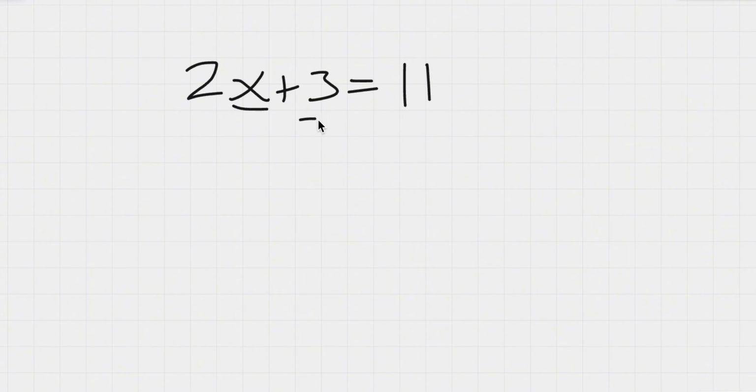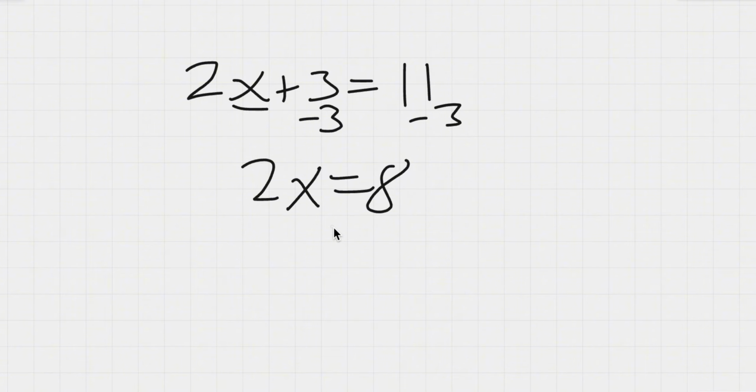In order to do that, we're going to have to subtract 3 from both sides. And the reason why we subtract 3 from both sides is because since we're adding 3, we're going to do the exact opposite, or the inverse property, which is going to be subtraction. So then we're going to have 2x is equal to 8.